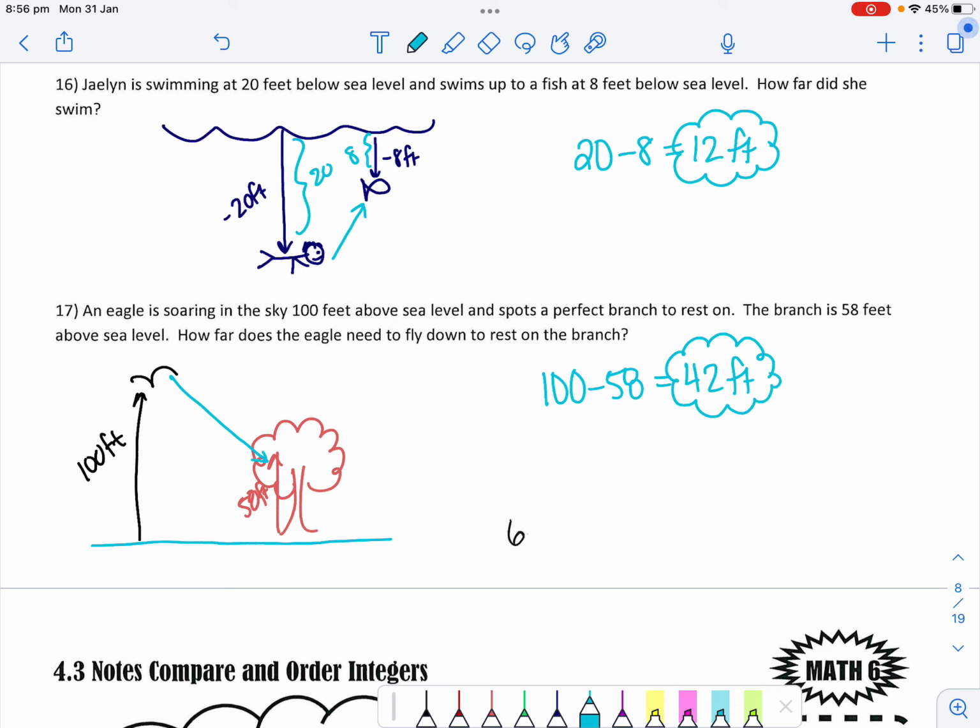So when they are on the same side of 0, whether they are plus or minus, I'm taking those positive numbers and I'm subtracting to find the distance between the two of them.